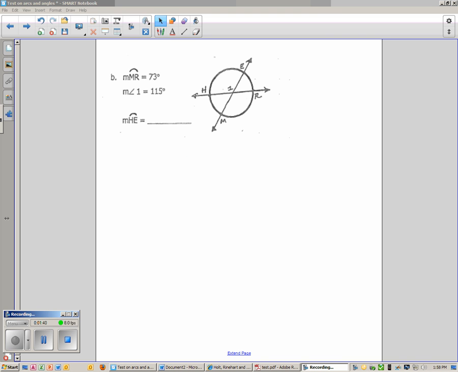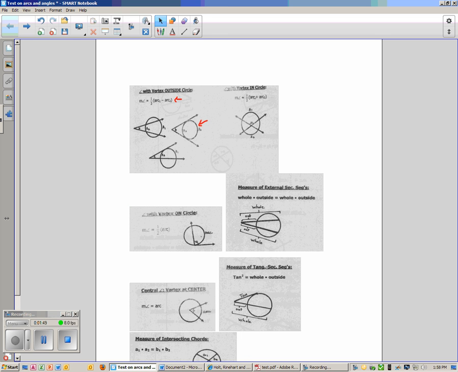All right, problem number two. I have a shape with two chords drawn through it. So I want to go back to my formulas and see which one that one looks like. And I can see it looks like this one. So I'm going to be using this formula right here. The measure of the angle is equal to 1/2 arc 1 plus arc 2.